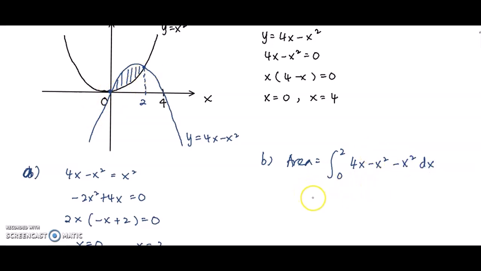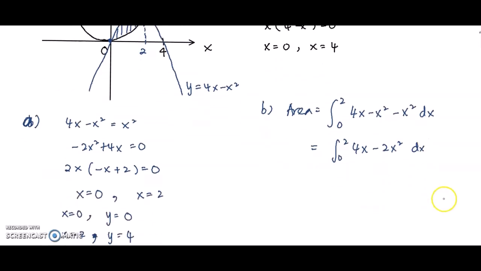Integrate them with respect to x. Before you integrate, you can also simplify first. Then now you can start to integrate.